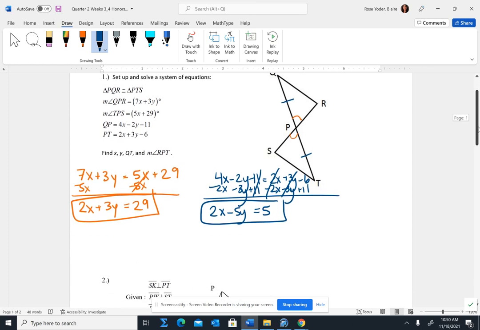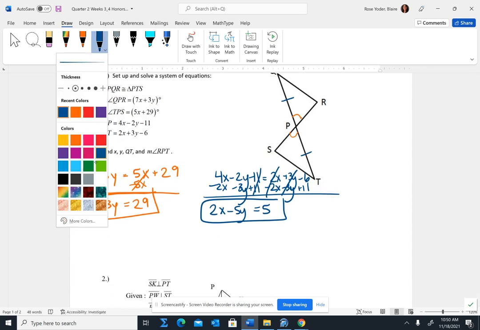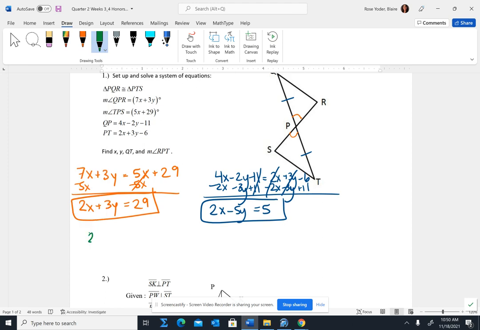And the good news is I see that when I stack these two equations on top of each other, it's going to be pretty straightforward to eliminate the x's. 2x plus 3y equals 29. 2x minus 5y equals 5. I can just take one of the equations and multiply it by -1, and then I'll have a 2x and a minus 2x. So I'm going to do that in a really quick and efficient way. I'm just going to take the second equation and change all the signs. So if I multiplied 2 by -1, I'd get -2. If I multiplied -5 by -1, I'd get +5. And if I multiply 5 by -1, I'd get -5.